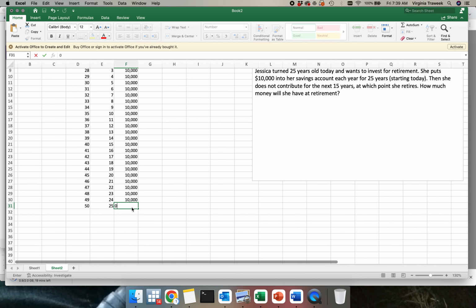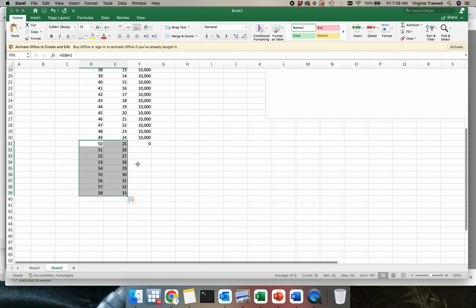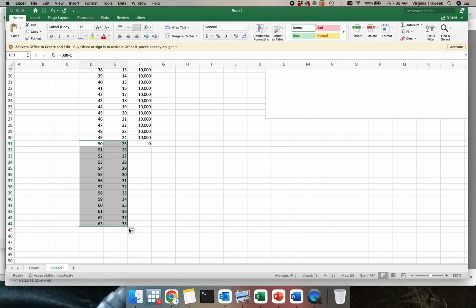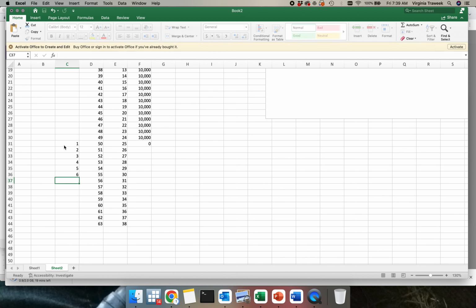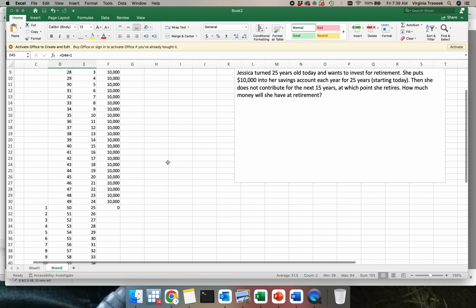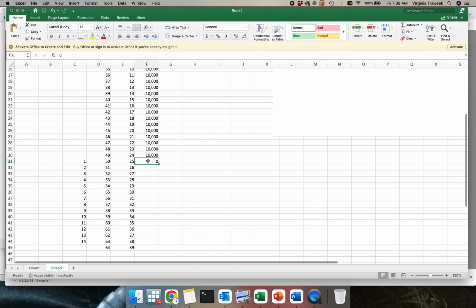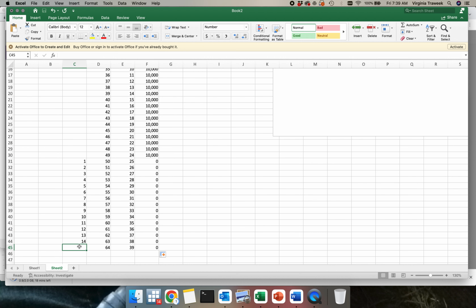Okay, so from then on out, I am going to start not making a payment. And she is going to do that for 15 years. So 1, 2, 3, 4, 5. Let's just make this easier. And so therefore we need 1 more year. All right, so she doesn't contribute for the next 15 years, at which point she retires. So that's going to be 0.